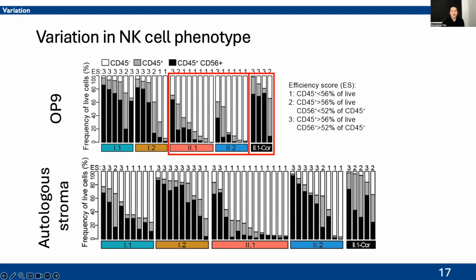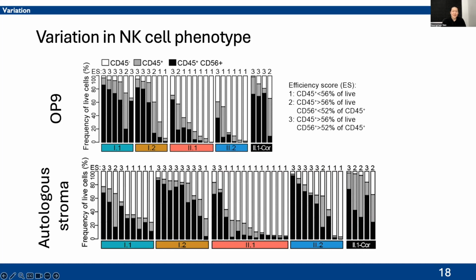On autologous stroma, something interesting happens. The proband is inefficient like they were in OP9 culture, but the sister line is doing just fine generating NK cells. The NK cells generated here are transcriptionally indistinguishable compared to those from the control lines, and their functionality is also comparable in killing assays.